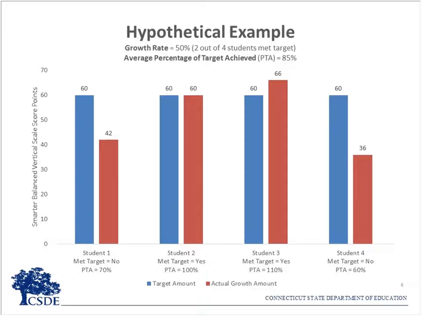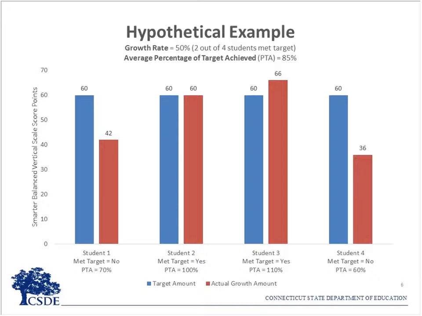Let's look at student 3. Same target of 60, but in this case, the student actually grew 66 scale score points. So obviously the student met the target, which is yes, but you'll notice in this case that the percent of target achieved is actually 110. So in this case, we're actually giving credit for growth above the target. Let's look at student 4 now. Student 4 is a little bit like student 1, did not hit the target, got 36 scale score points, and achieved 60% of the target.